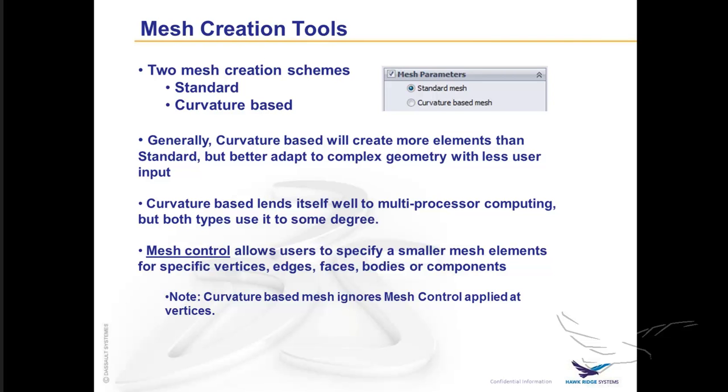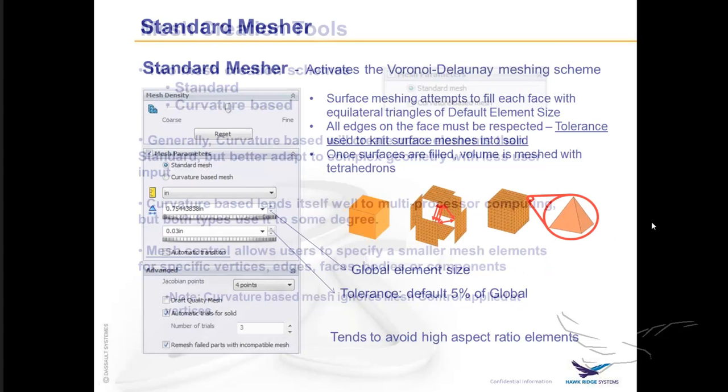Some of you guys probably already used this before. It lets you specify a smaller element size on faces, vertices, edges, and entire components or bodies. One thing to note, curvature-based mesh does ignore mesh control at vertices, and if you do try to apply it, you will see a little message there inside the property manager.